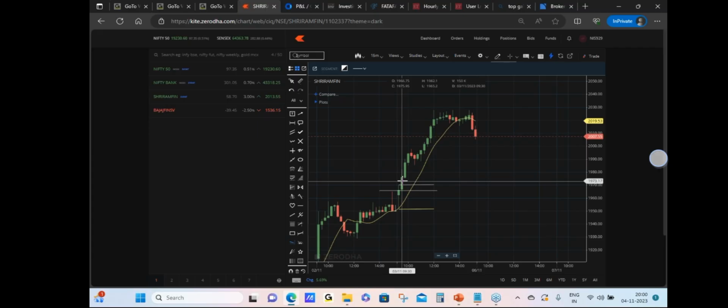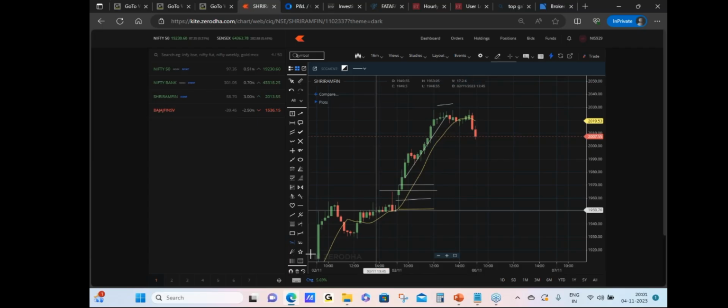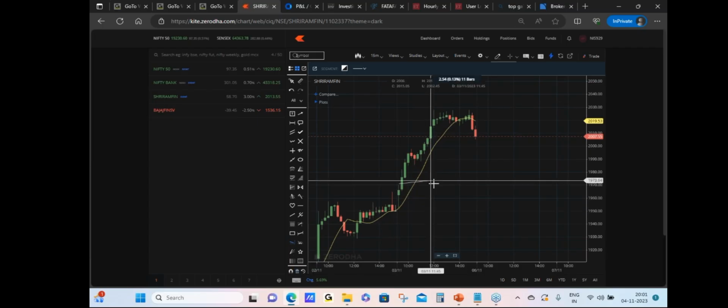So what is the high? We are able to say you could have bought here and you could have sold here. This is a post-mortem analysis. I'm not interested in post-mortem analysis. The biggest question is: am I able to get my target in 1 or 2 candles? Yes or no? So let's check Bajaj Finserv.